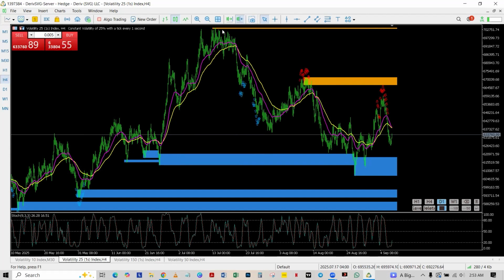These blue ones refer to my support, while these orange ones refer to my resistance. So from the way I actually trade, I prefer that the pullback hits the resistance level before I now start to look for a sell, and my pullback in the buying trend hits the support level before I start to look for a buy entry or buy trade.